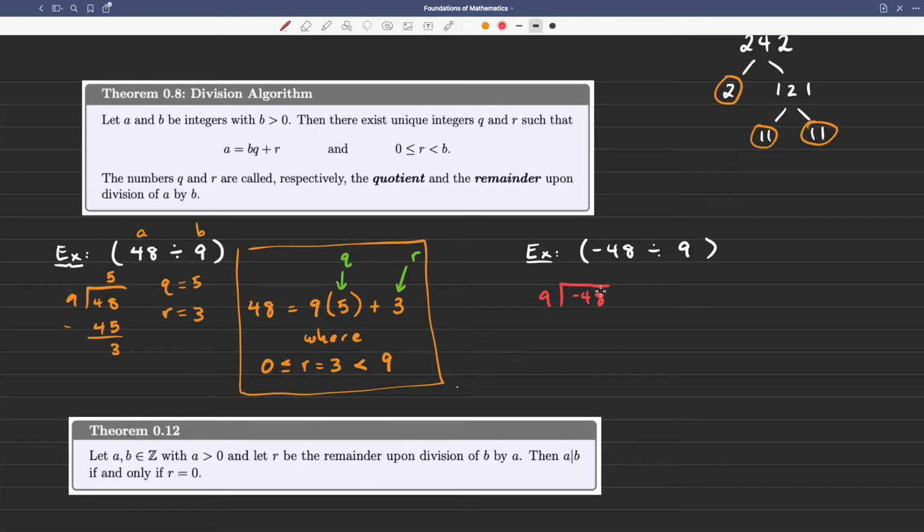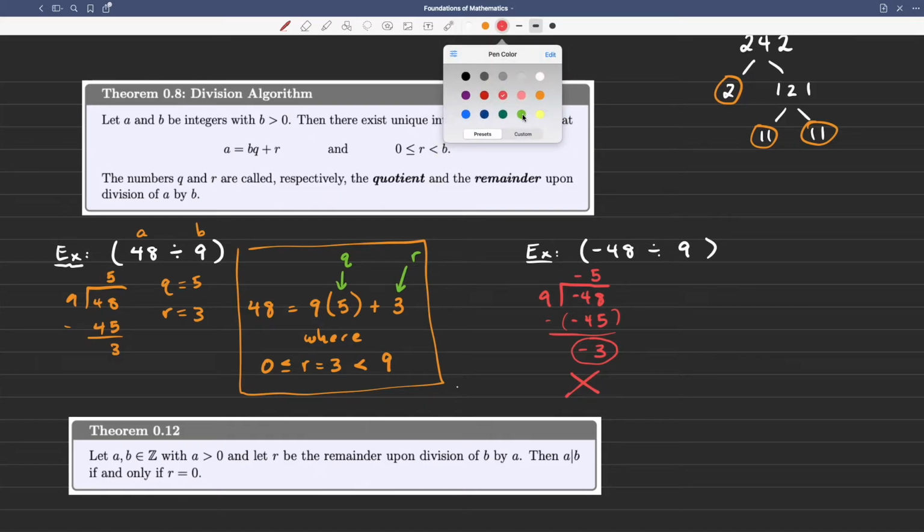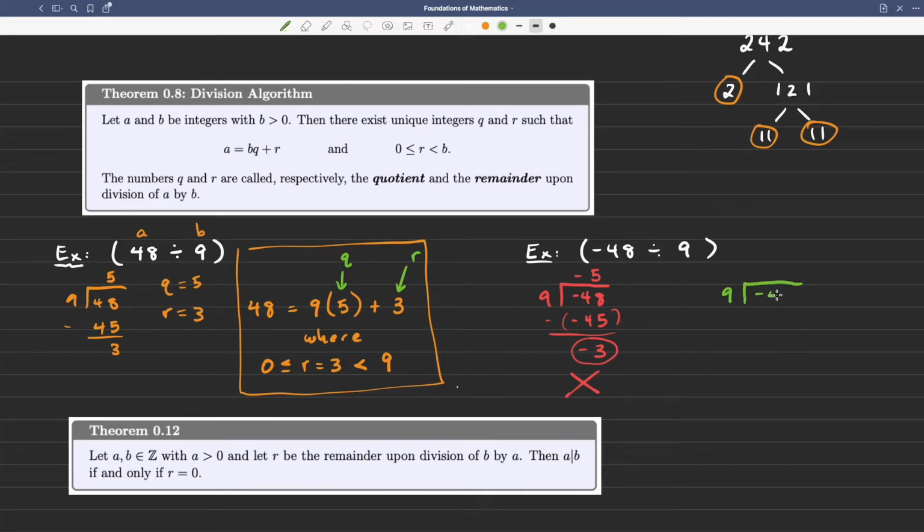So you might think, well, since that's a negative number there, I'll put a negative 5 at the top. And then, what happens when you subtract here? So remember, you've got to subtract, and you'd have a negative 3 left over at the end. Well, notice that what you're trying to get for a remainder here is not positive, and the remainder has to be positive, so this is not going to work. Instead, what you have to do is overshoot a little bit. Do it like this, 9 goes into negative 48.